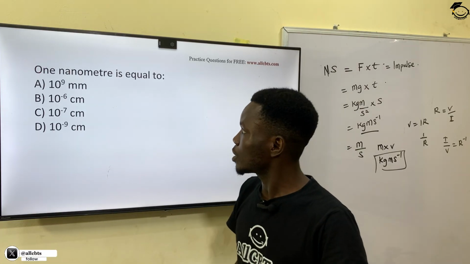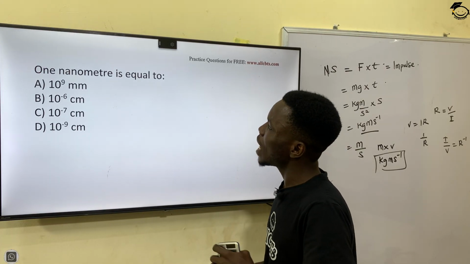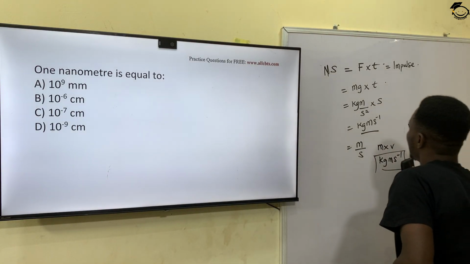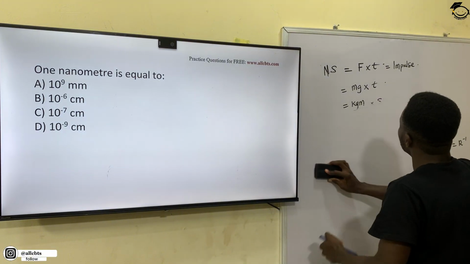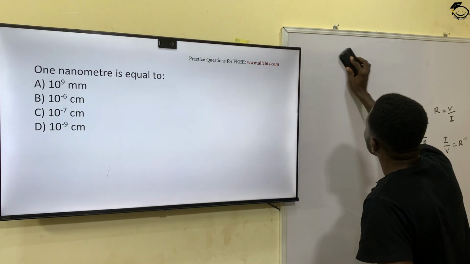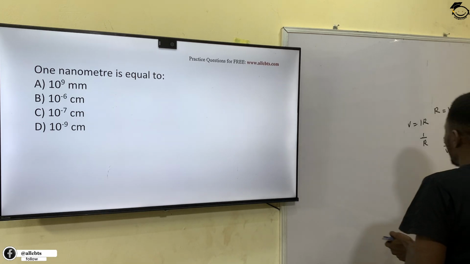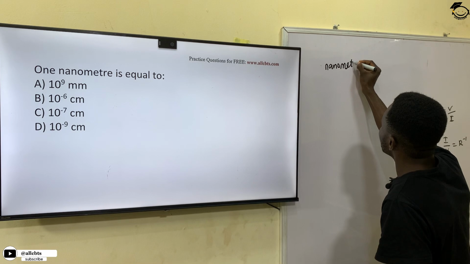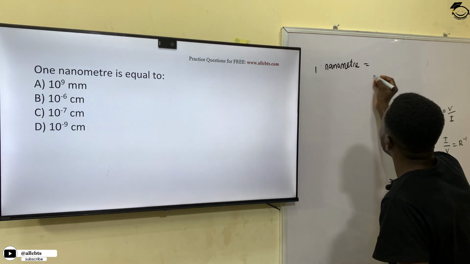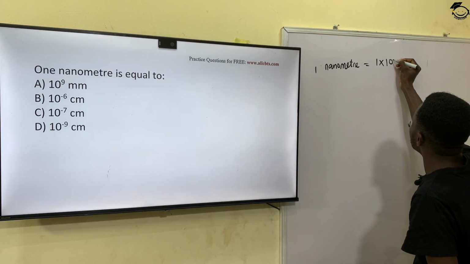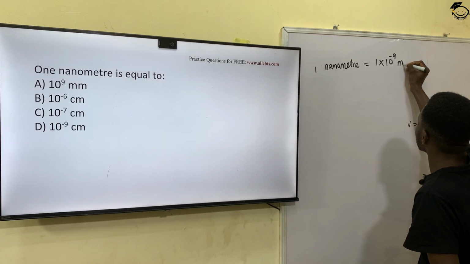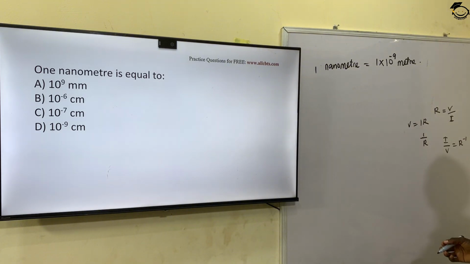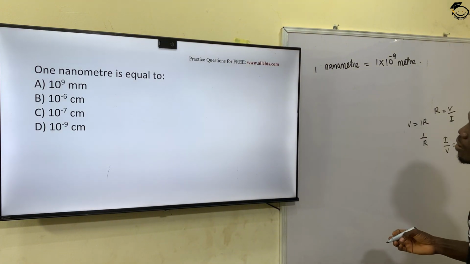So that takes us to the next question, which says 1 nanometer is equal to. When we say nanometer, what we simply mean here is the submultiple nano as it is used. So nanometer in this case is equal to 1 times 10 raised to power minus 9 meters. So 1 nanometer is 1 times 10 raised to power minus 9 meters. So let's look at our options here.